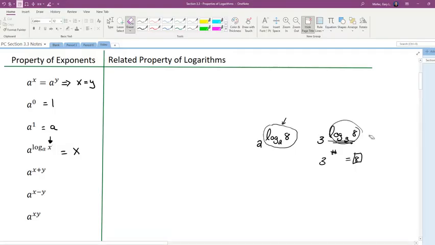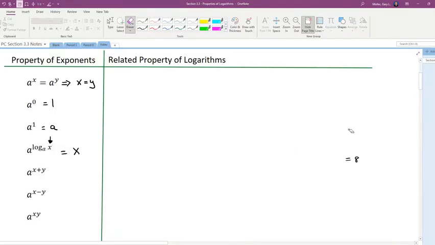Okay, let's keep rolling. a to the x times a to the y, that's where a to the x plus y comes from, because we're using that rule in reverse. We know that when we're multiplying numbers with the same base, we add the exponents. So that becomes a to the x plus y.